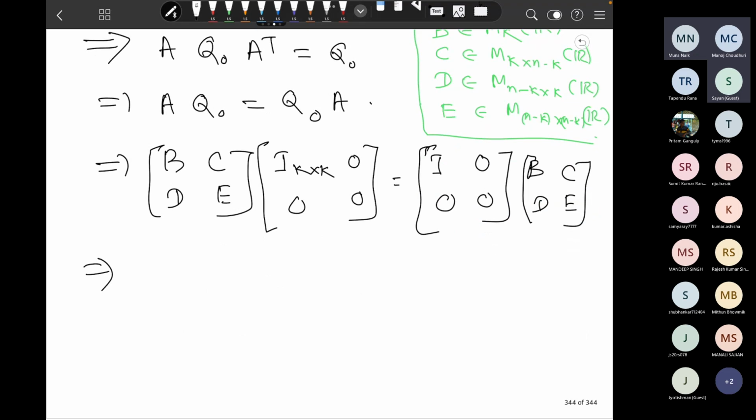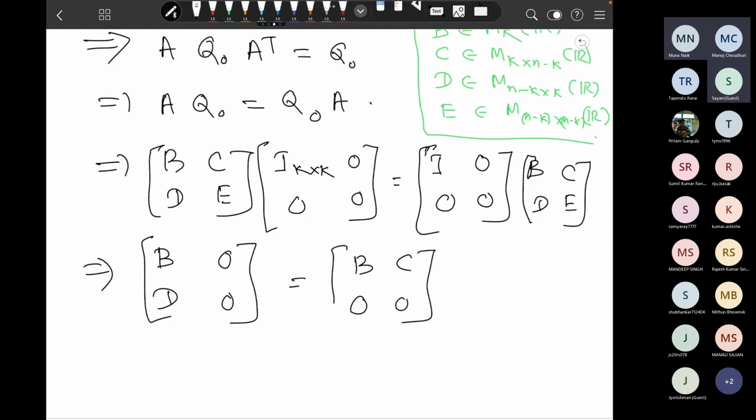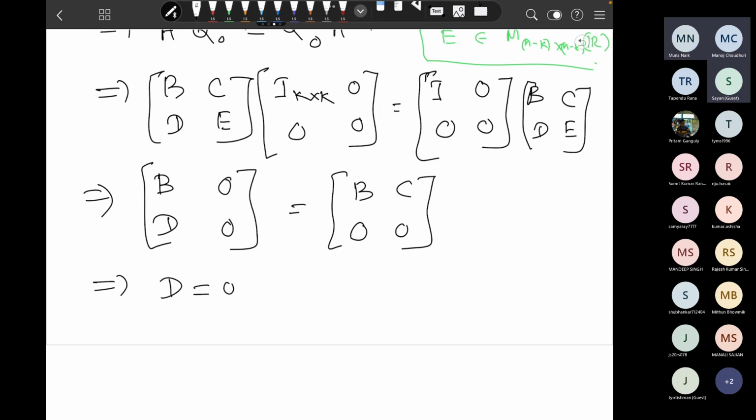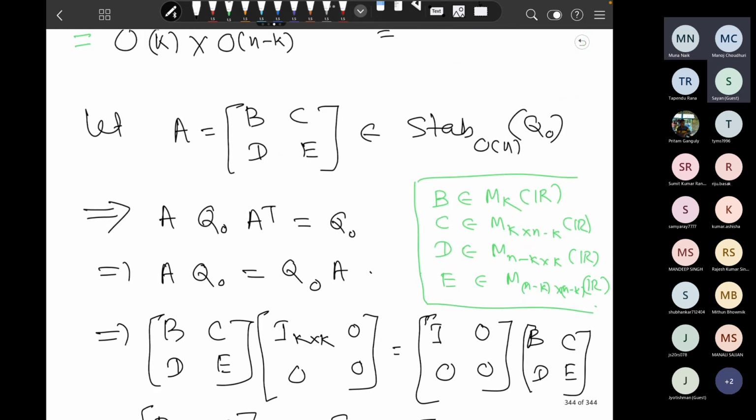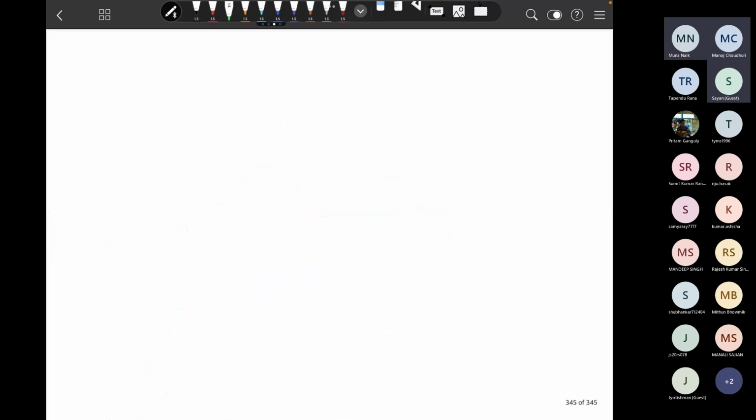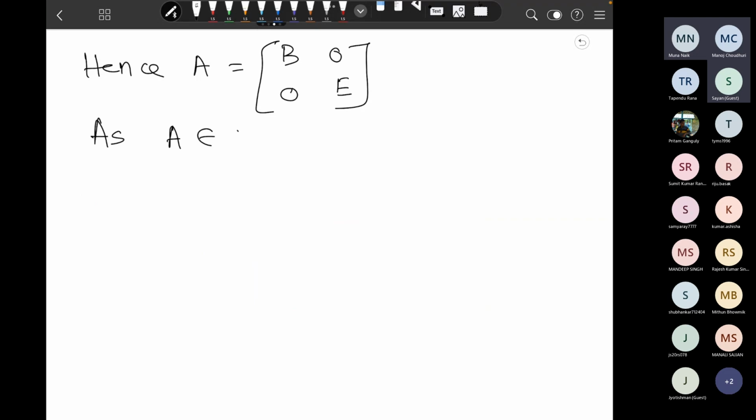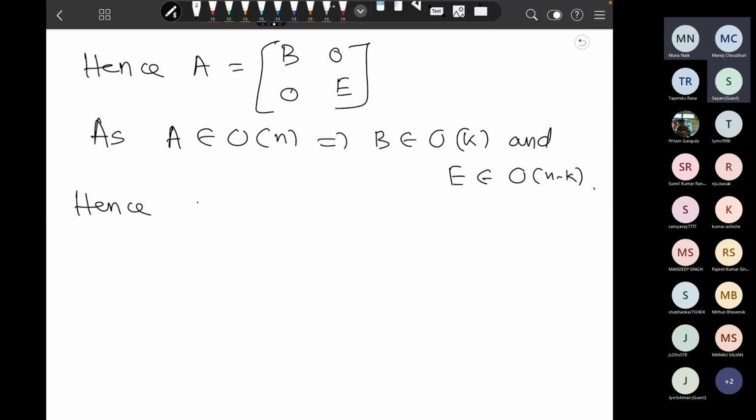This is almost like elementary row matrix multiplication. So this is B, C and 0, 0 on one side, and B, D and 0, 0 on the other. So you will get that D is equal to 0 and C is equal to 0. The off-diagonal parts will be 0. Hence A is of the form B, 0, 0, E. Now as A belongs to O_N, this implies B belongs to O_k and E belongs to O_{n-k}. Hence the stabilizer of Q naught inside O_N is contained inside O_k cross O_{n-k}.